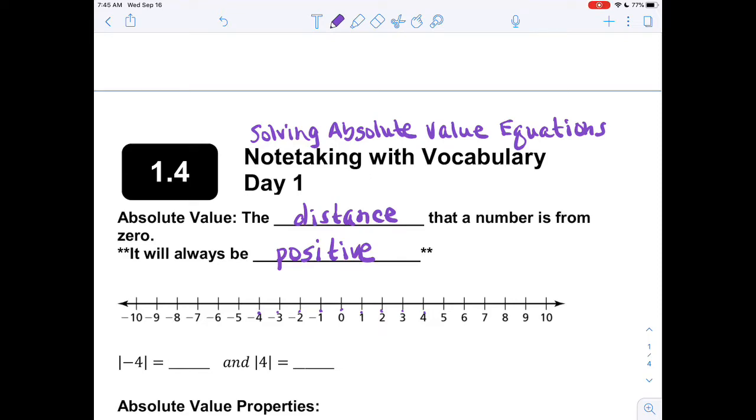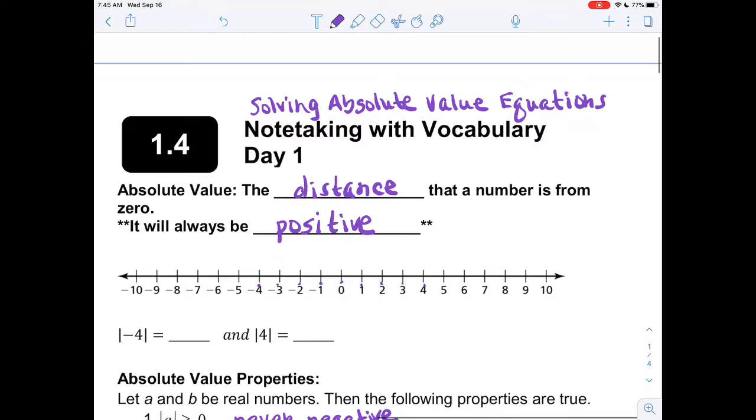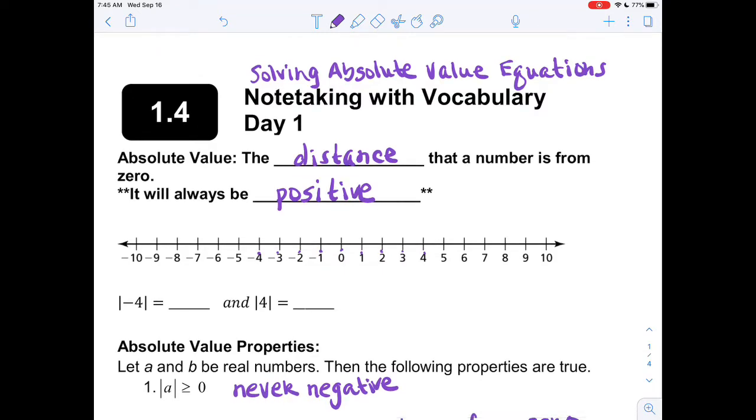We don't ever say, I drove 3 miles to school and then I drove negative 3 miles home. We might be going a different direction, but it's the same distance. Distance is always positive. Let's take a look at an example of that. If I have a positive 4 and a negative 4, I want to know what their distance is from 0. So between negative 4 and 0, there is a distance of 4, and between 4 and 0, there is also a distance of 4. That distance is our absolute value.